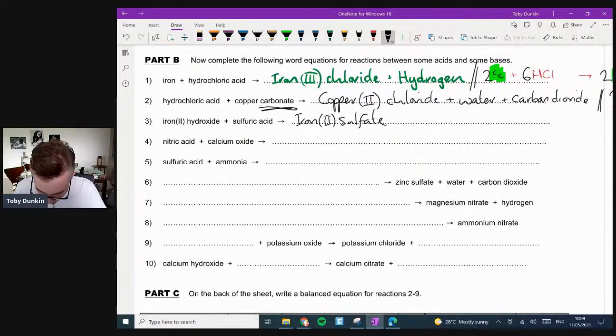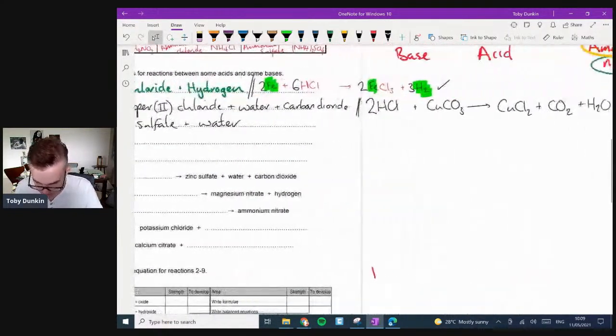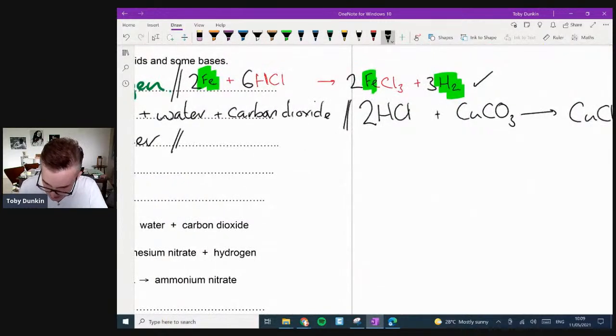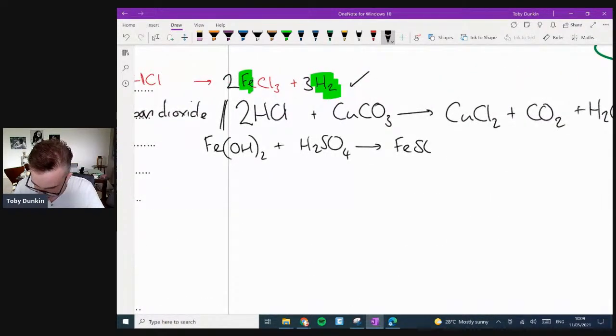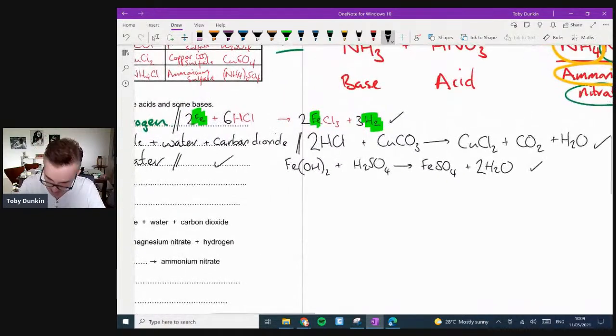Iron 2 sulfate, and it's a hydroxide, so I'm just going to get salt and water, and it stops. No carbon dioxide. Right, balance the equation. Write the symbol equation. So iron 2 hydroxide, Fe(OH)2, plus, what acid was it? Sulfuric, plus H2SO4 goes to iron 2 sulfate plus H2O. Balance the equation. And I'm going to need 2 waters, and I'm done. Tick. 2 marks. Tick and tick.